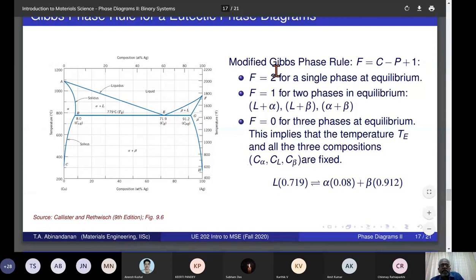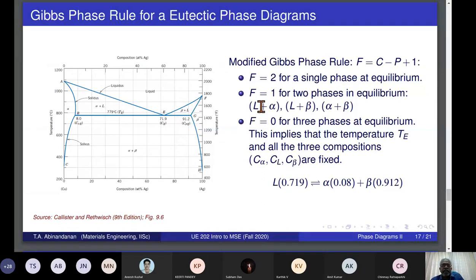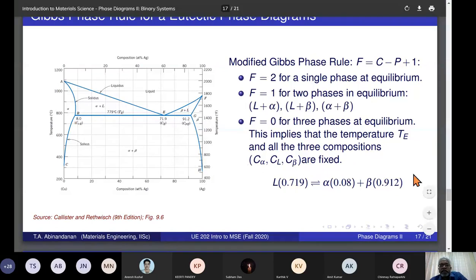Okay, now for the first time, we are encountering three phases in equilibrium, and therefore we get F equals zero. And F equals zero implies that out of those four variables, the temperature, the composition of the two solid phases, and the composition of the liquid, none of them can be chosen by you. Everything is chosen for you by the system if you insist that three phases must coexist in a binary system. And they're all fixed here. And that's the content of the modified Gibbs phase rule for this situation.